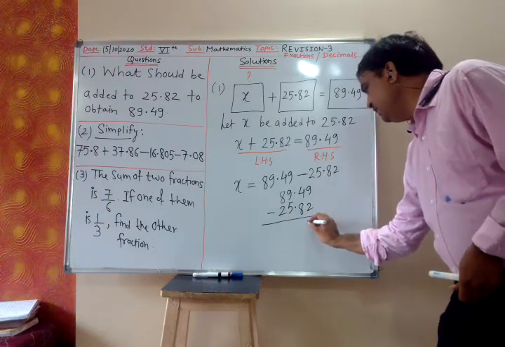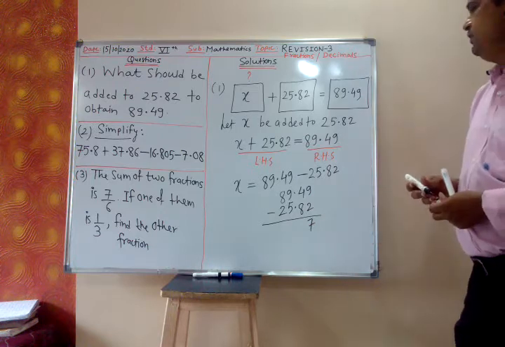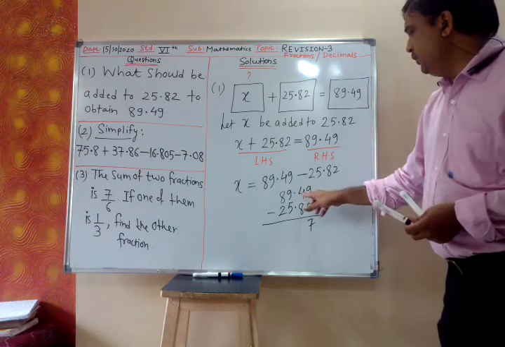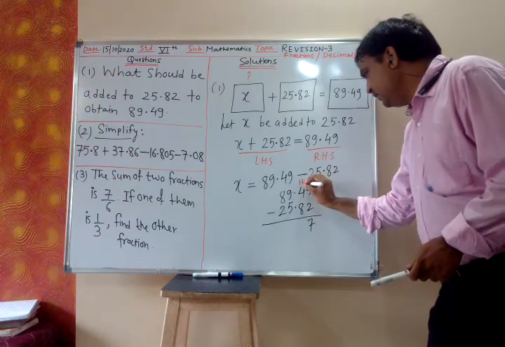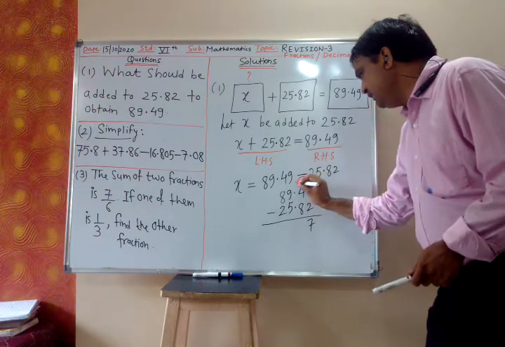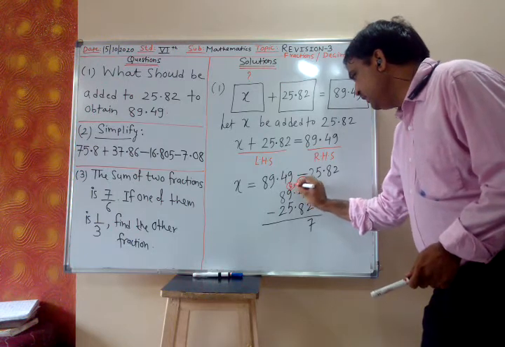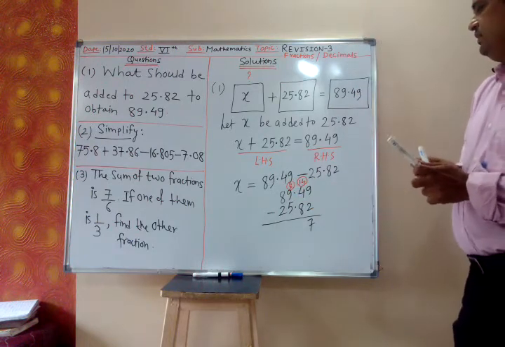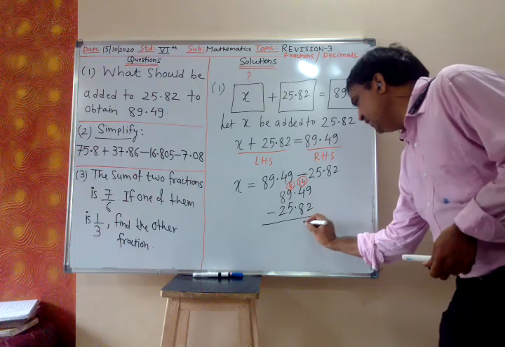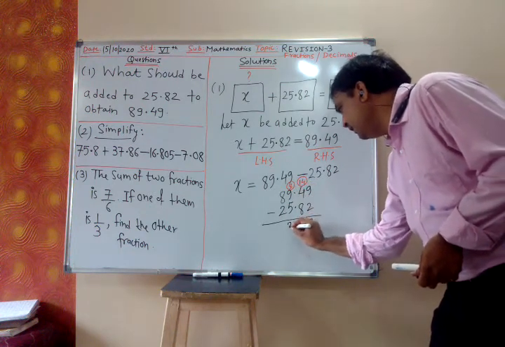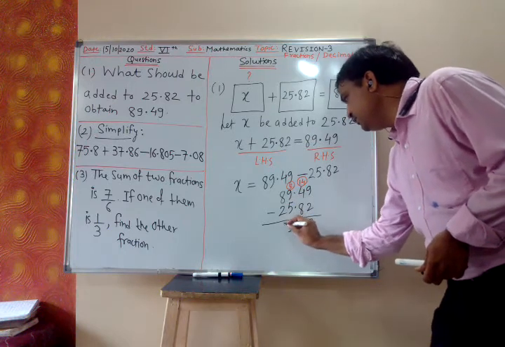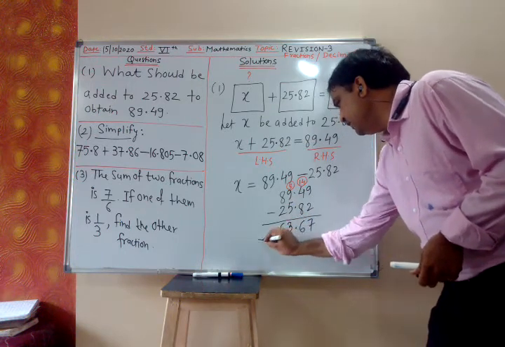Now subtract. 9 minus 2 is 7. Then it is 4, so 1 will be carried. This becomes 14, and 9 will become 8. 14 minus 8 is 6. Then 8 minus 5 is 3. Then 8 minus 2 is 6. 63.67.